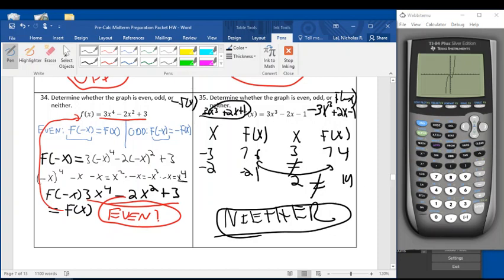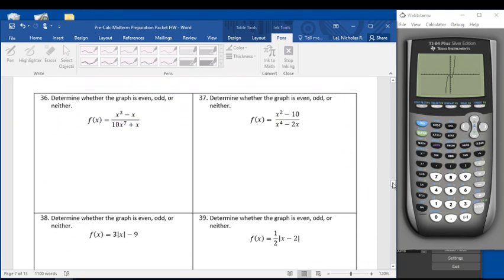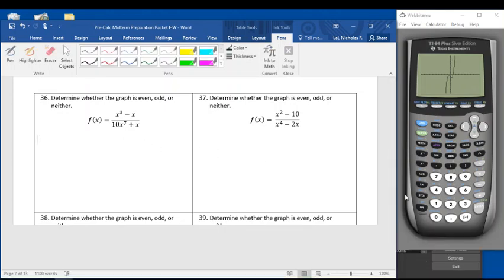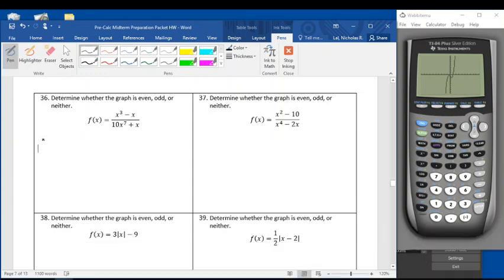Let's go on to 36. Determine whether the graph is even, odd, or neither. Let's do this with inputs and outputs. Let's find f of 1. So f of 1 would be 1 cubed, which is 1, minus 1 over 10 times 1 to the 7th plus 1, so it's going to be 0 over 11.